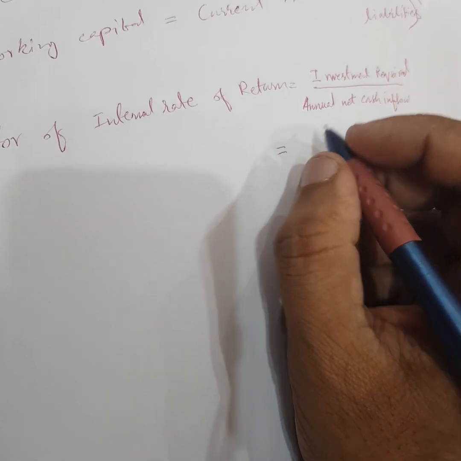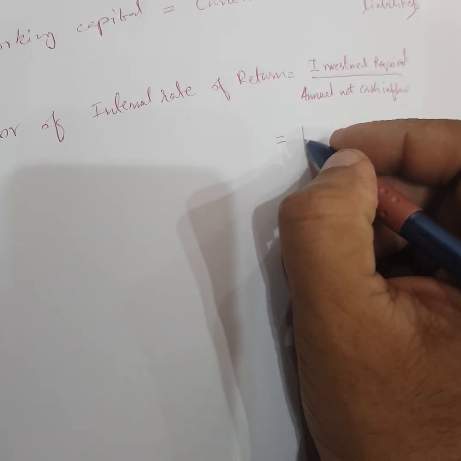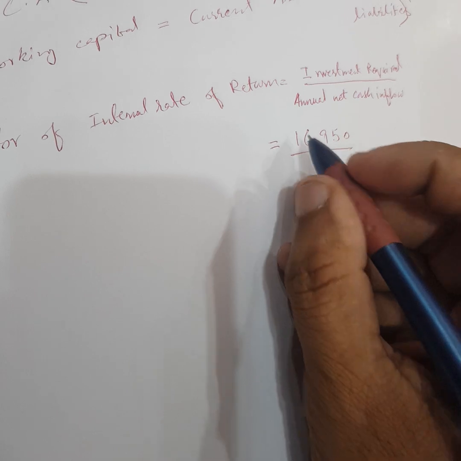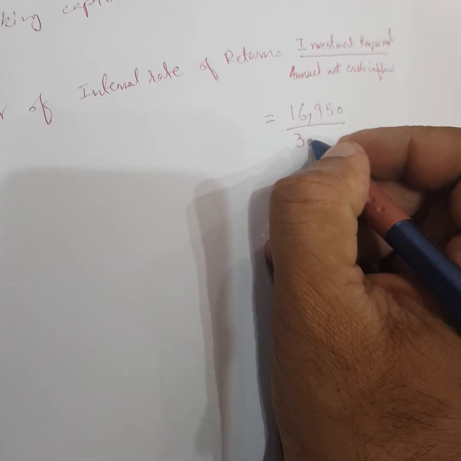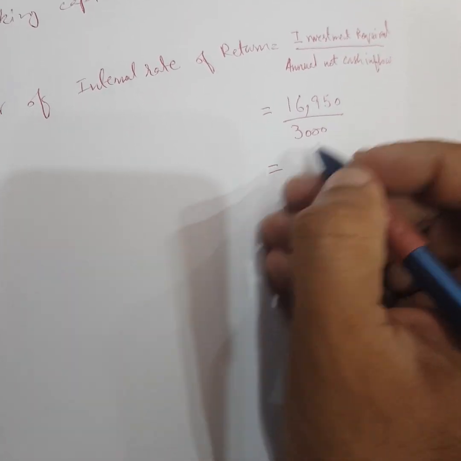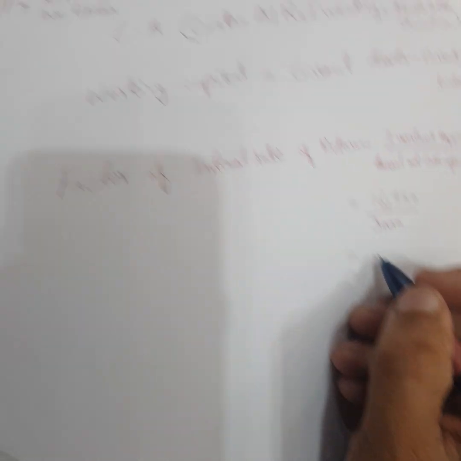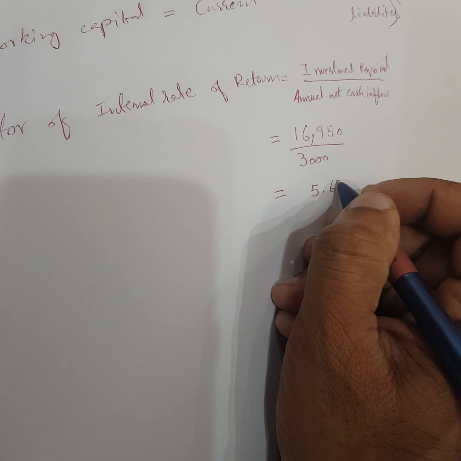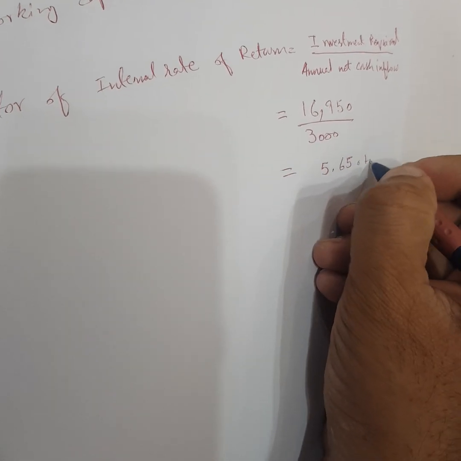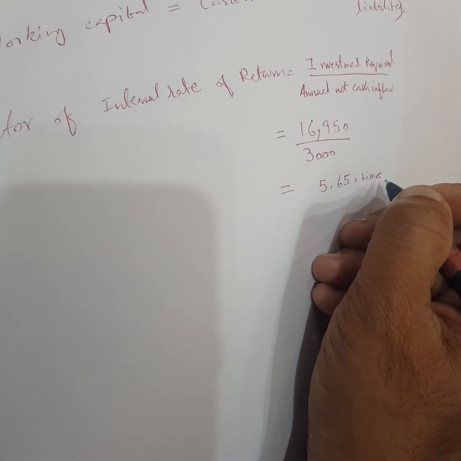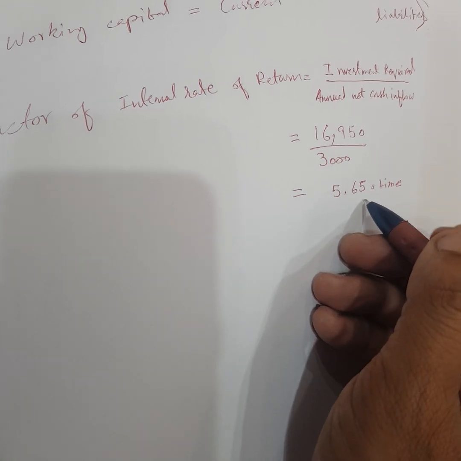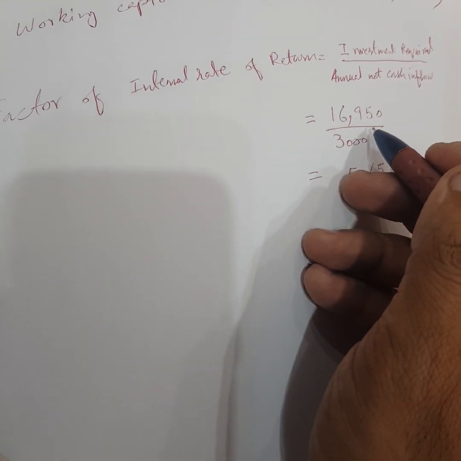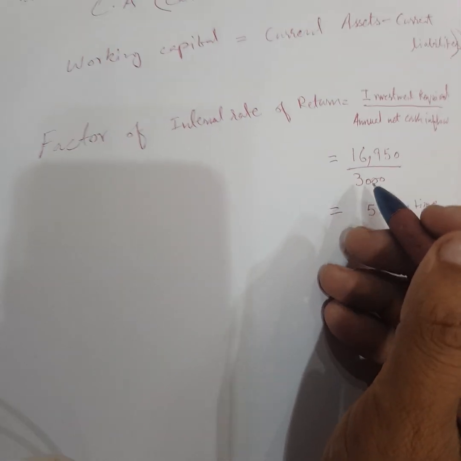Like our investment that we need to do is 16,950, and our annual cash inflow, the amount that we will be able to get annually, is 3,000. So our factor of internal rate of return is 5.650 times. It means it will take us 5.65 years to get back the investment of 16,950.